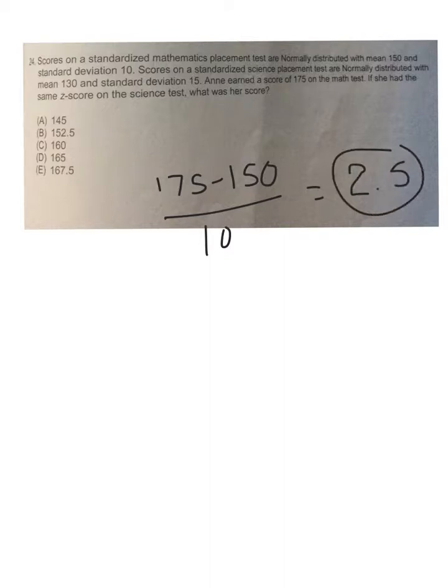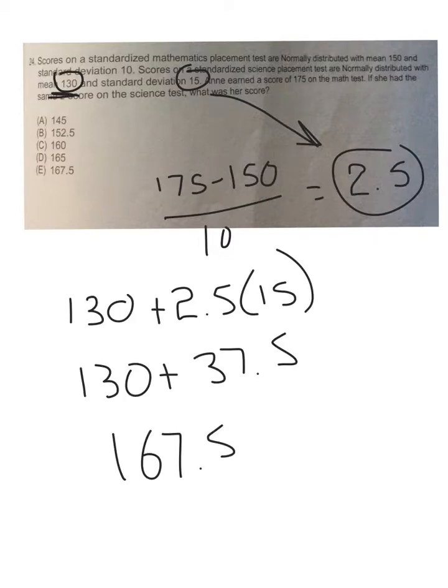That's pretty good. So basically, if we look at the science test, 130 with a standard deviation of 15, she's 2.5 15s above 130. So what is that? So there it is. 2.5 times the standard deviation gives us 37.5. Add that to the average, so she got a 167.5. I'm hoping that's one of our answers, and it is letter E.